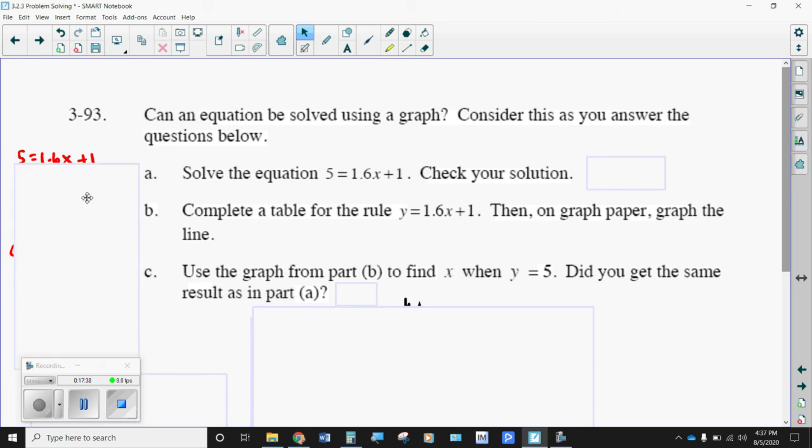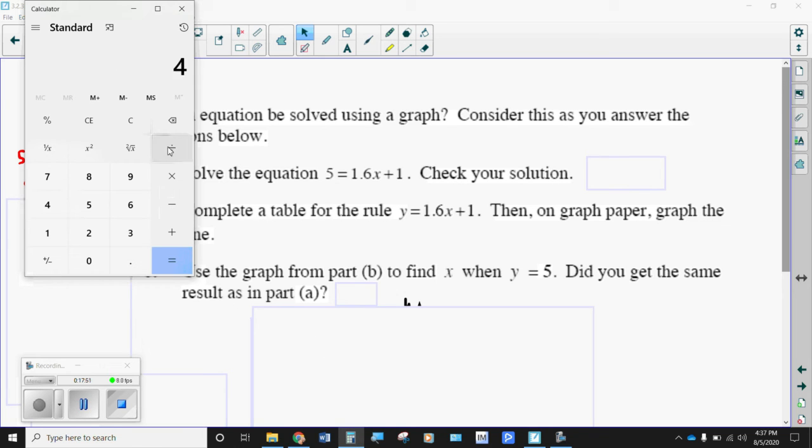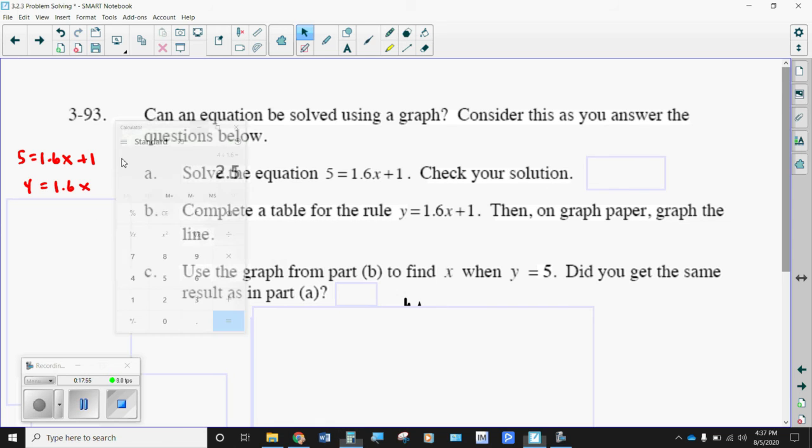All right, so you would have copied down the equation, then you would have taken away 1 from each side, so that becomes a 4. And then we divide 4 by 1.6, and once again, let's use the calculator. 4 divided by 1.6 gives you an answer of 2.5. So you should have said that x was equal to 2.5.